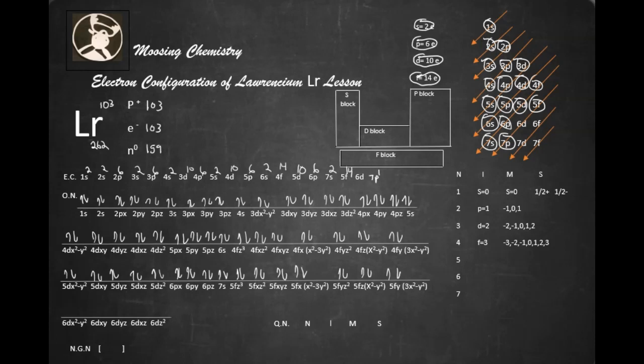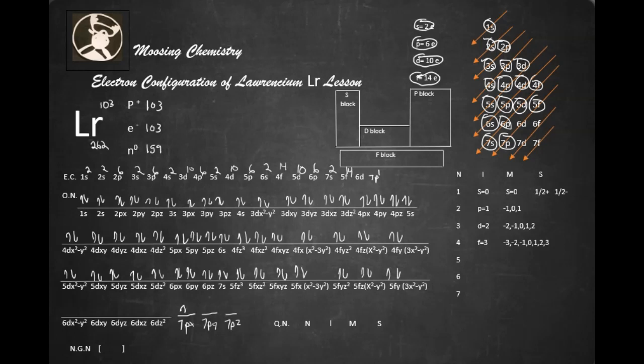Now, we don't have the 7p x, y, and z, so we've got to put them in there. So we'll make a line right here. 7p x, 7p y, 7p z, and we're going to put one up arrow right there.